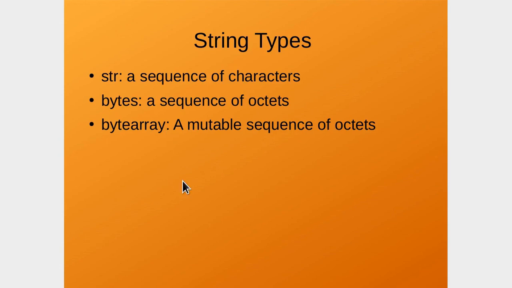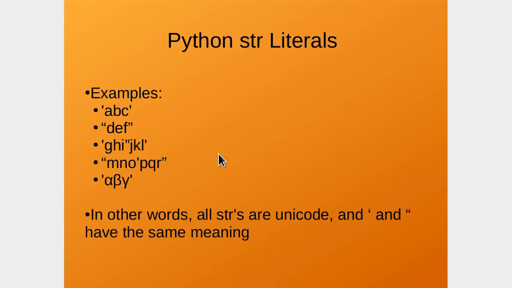This video is about Python string types. There are three main types of strings in Python. There's str, often read "string", which is just a sequence of immutable characters. There's bytes, which is also an immutable sequence, but these are octets. They're not Unicode. And bytearray is a mutable sequence of octets.